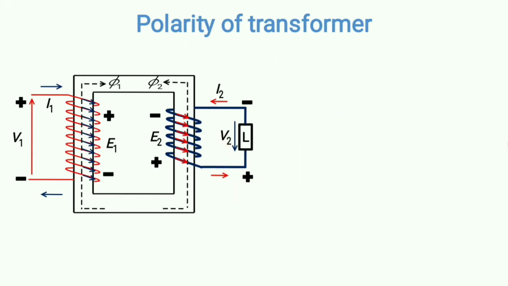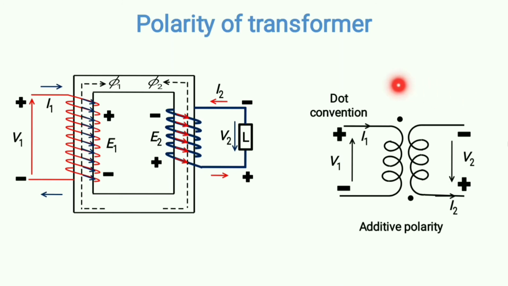So this can be replicated by this circuit diagram. See, in this case the plus sign is here, but at the secondary side the plus sign is here. Initially both the plus signs were at the same side, but here the plus signs are at opposite sides, and that is why the dots are also opposite to each other. And that is called additive polarity.